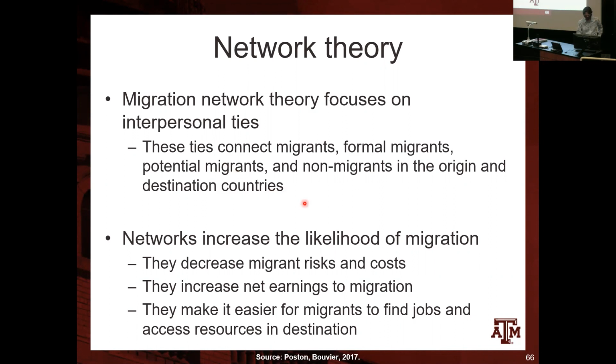Networks increase the likelihood of migration. They decrease migration risks and costs, increase net earnings to migration, and they make it easier for migrants to find jobs and access resources in the destination. Exactly because now I have all these connections with other people that I know, or my community has all the specific agencies that might help me migrate, that will decrease the risk. What are the risks of migrating? Not finding a job, for example. So I'll be more likely to find a job if I have this social network.